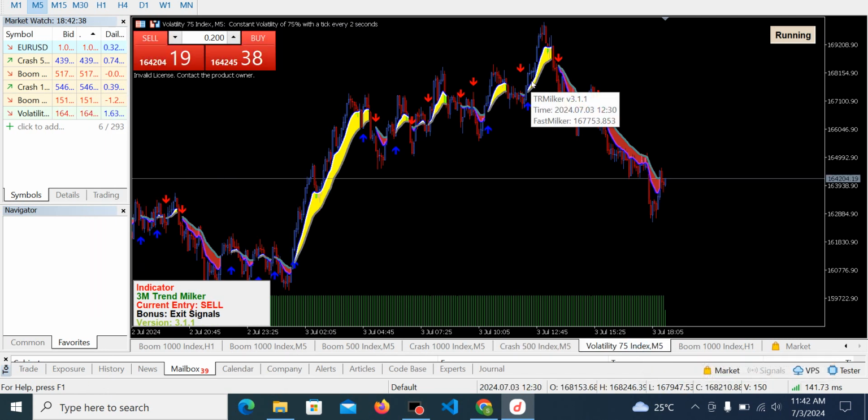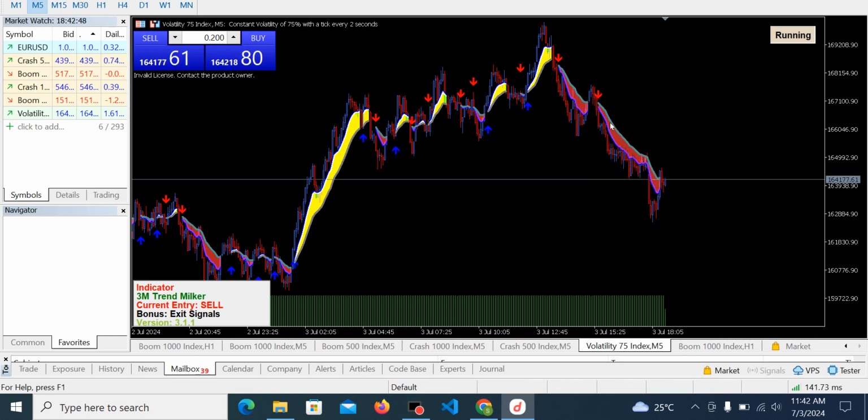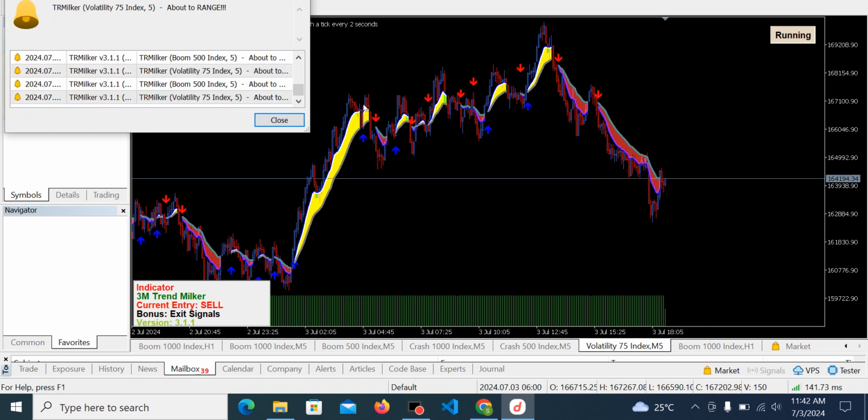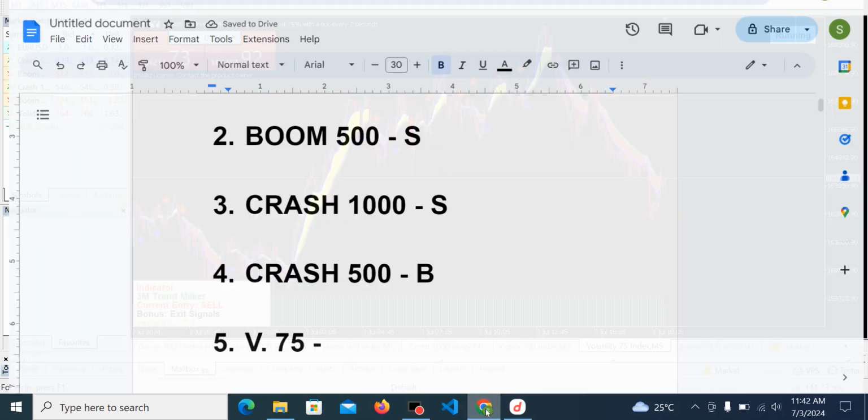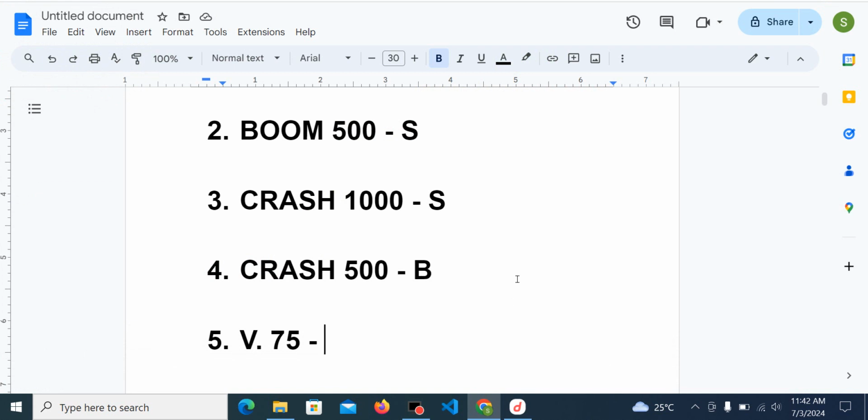Okay, so this is Volatility 75. Volatility 75 actually started a downtrend right from this resistance zone, and of course you can see the red flag, which signifies a downtrend, and the red arrow, which signifies an entry order for a sell. Okay, and it has been selling since then, so this is going to be giving us more of a selling opportunity than a buying opportunity.